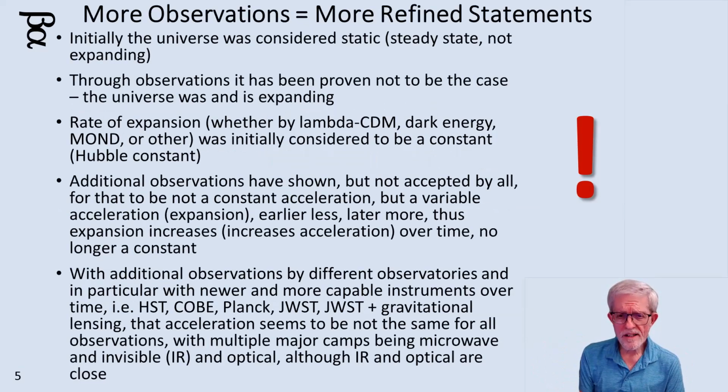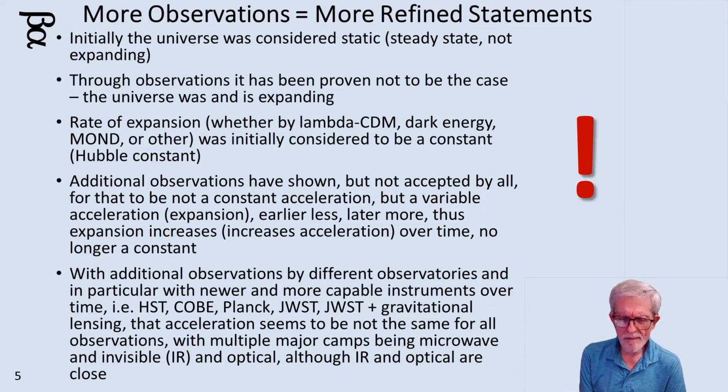With more observations, there have been more refined statements regarding the acceleration of the expansion of the universe. Early on, the universe was considered static, steady state, not expanding. And then they started making more observations and realizing that things are changing over time. The universe is expanding, typically seen as red shifting as things are further away. And they're looking at the same brightness lights, the standard candles, so to speak.